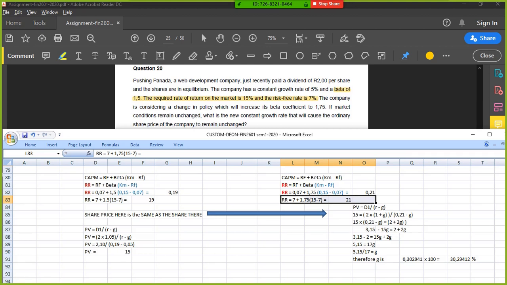Okay, let me check the arithmetic. This goes to that side. It does become multiply. 15 times the bracket 0.21 minus g. Let's just check that on the calculator. 15 times 0.21 is 3.15. That's fine. 15 times g is minus 15g. Okay, then on this side, we've got 2 times 1 is 2. Okay, I can delete the brackets. 2 times 1 is 2. 2 times g is 2g. That's fine. Next step.